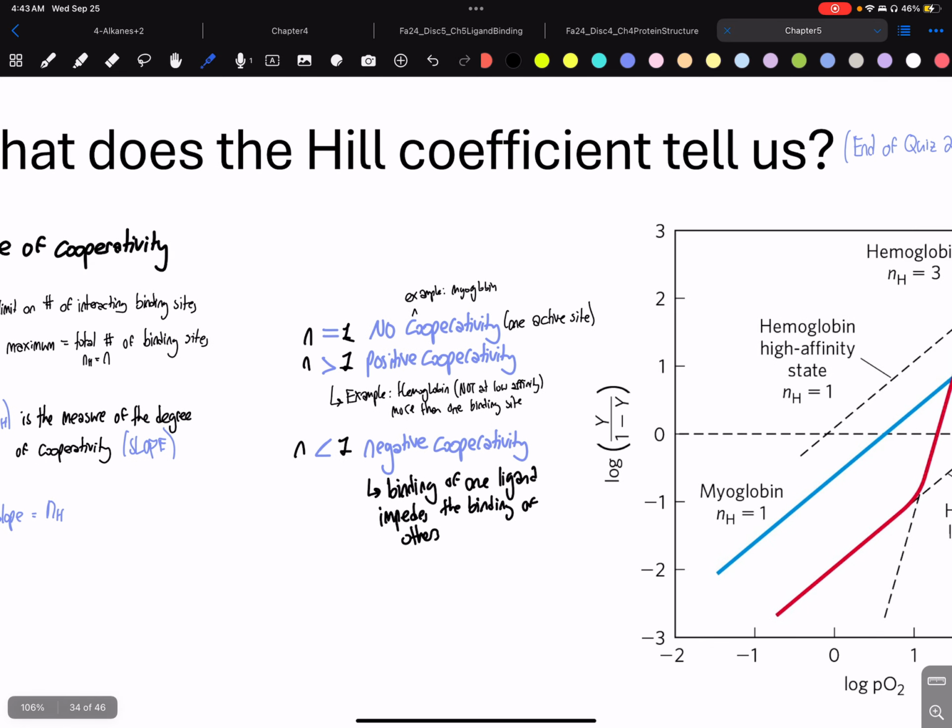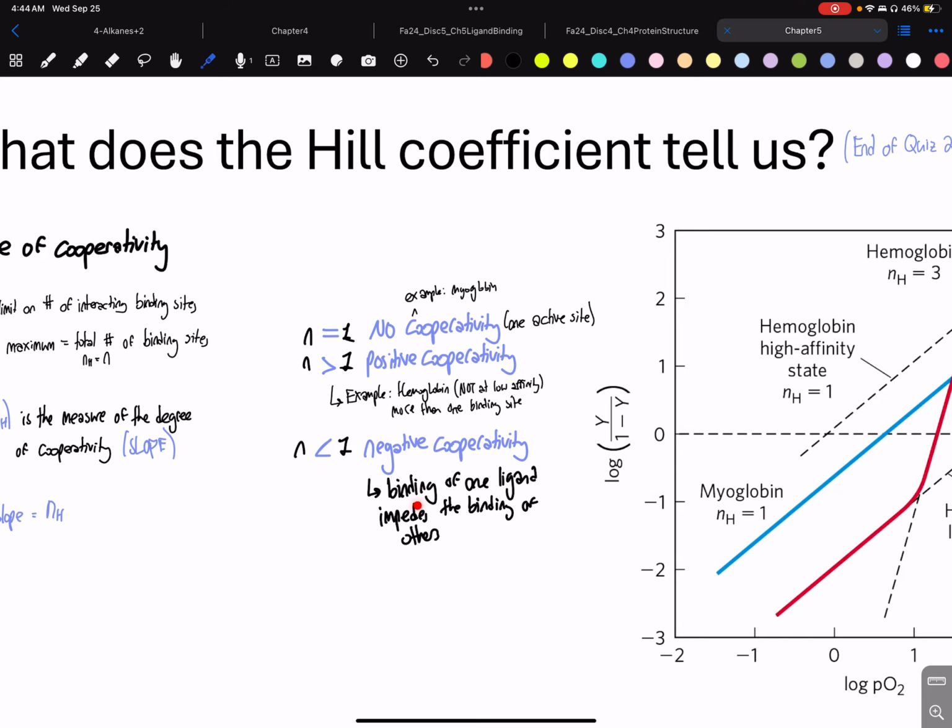So when n equals 1, we have no cooperativity. That means there's only one active site. An example of this would be myoglobin. Positive cooperativity is when n is greater than 1. For example, hemoglobin, not when it is at low affinity, but elsewhere. And this indicates that there's more than one binding site available.